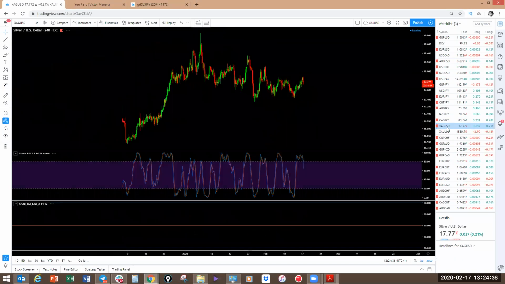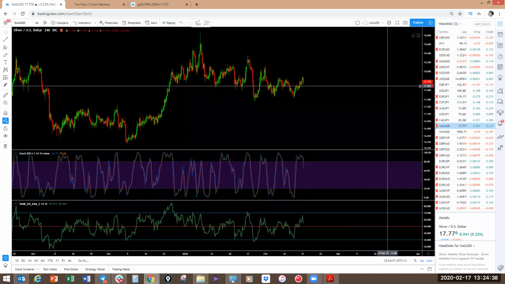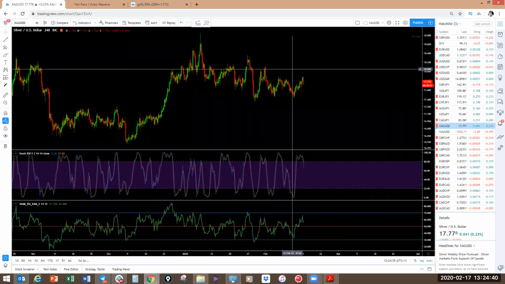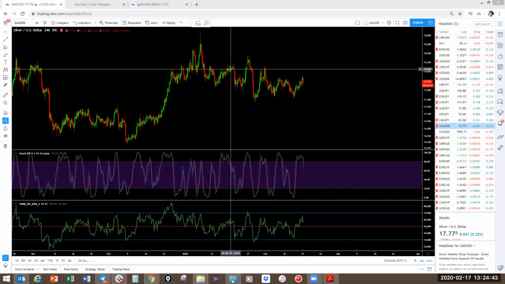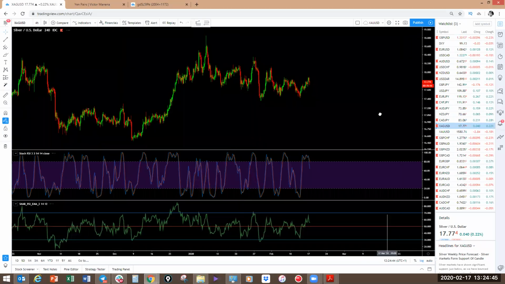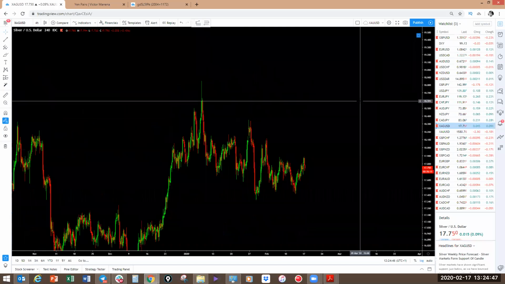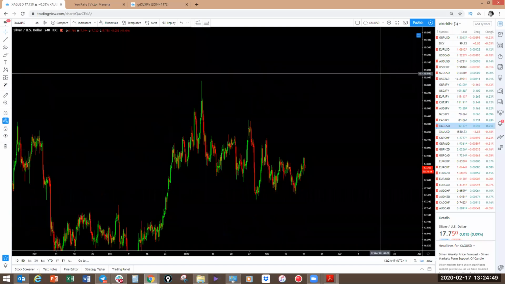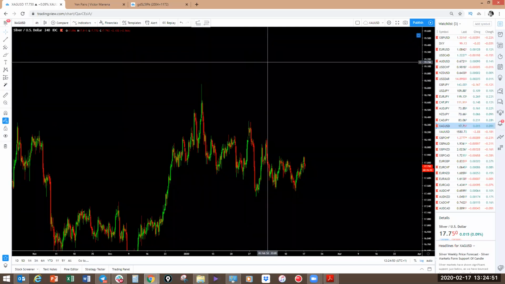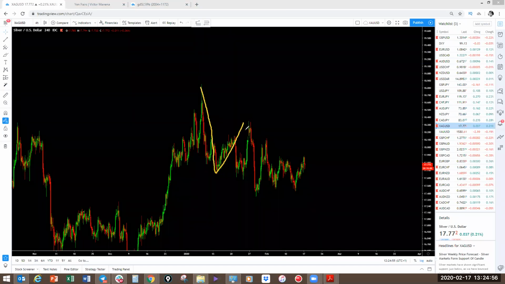Right, silver. Now silver, we're looking for this structure here. The structure that I'm looking at on silver. Silver is not on the site yet. It will be updated, still to be updated. So we're looking at this structure here. 3-wave move. This is ABC because it's 535. Okay. Now you have this one here as well.